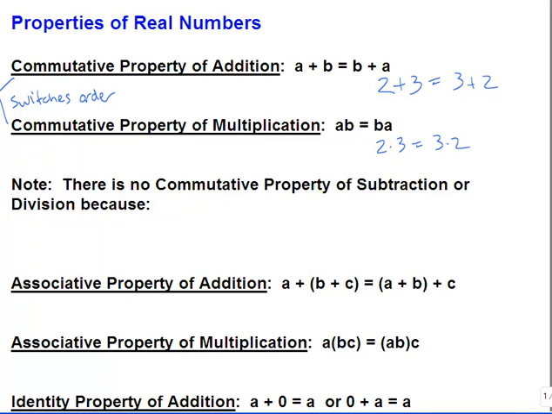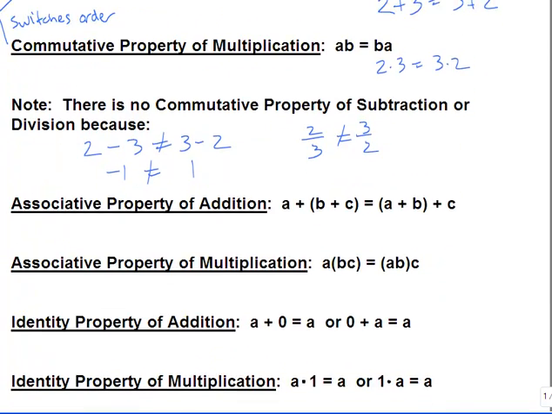I want you to realize also that there is no commutative property of subtraction or division, just for addition and multiplication. And the reason why it doesn't work for subtraction and division is because you can just pick a counterexample. For example, 2 minus 3 we know doesn't equal 3 minus 2 because 2 minus 3 is negative 1, 3 minus 2 is positive 1, and those obviously don't equal each other. So it doesn't work for subtraction. Likewise for division, 2 divided by 3 is obviously not the same thing as 3 divided by 2. So there is no commutative property for subtraction or division.